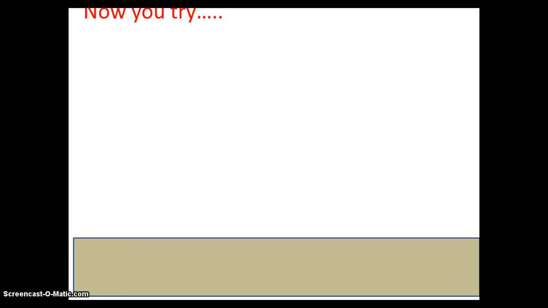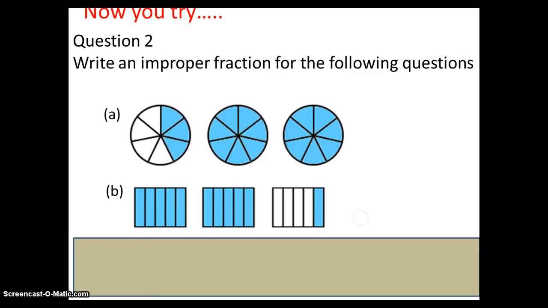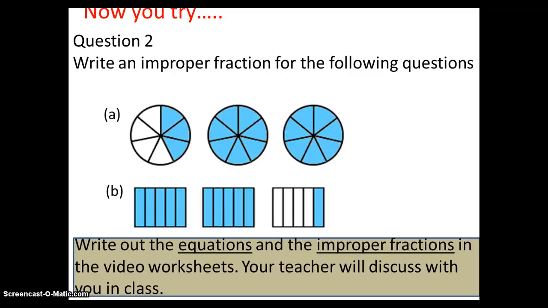Okay, now refer to your video worksheet. You will try these questions in your video worksheet and write down an improper fraction for the following questions. Write out the equations and the improper fractions in the video worksheets and bring your answer to class, and your teacher will discuss with you in class what are the different improper fractions for these two questions.